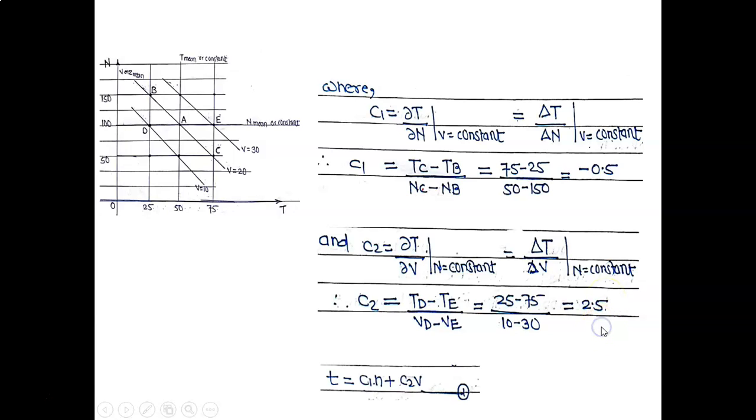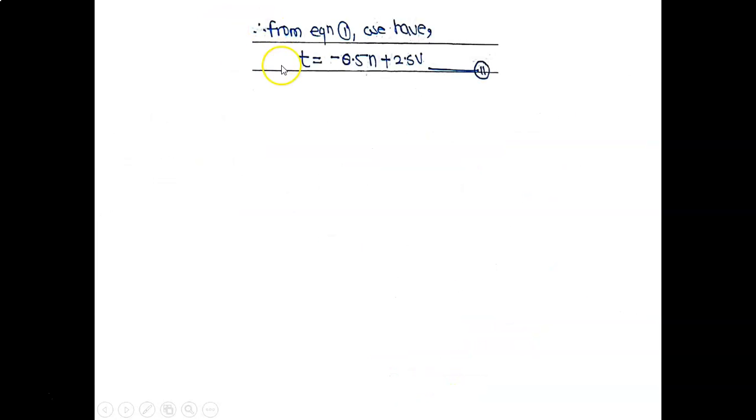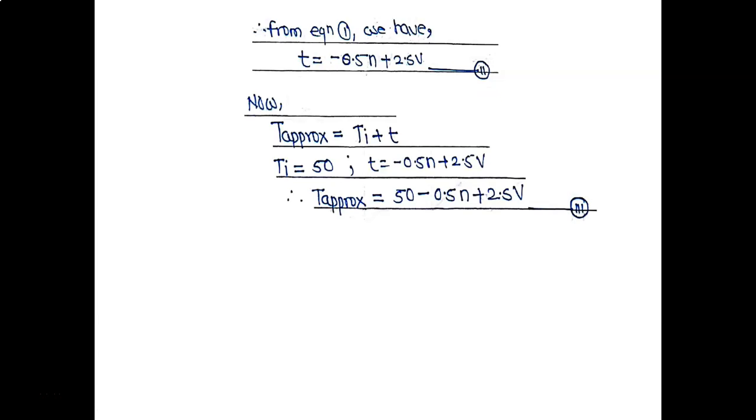Therefore our equation 1 is there, T is equal to C1n plus C2v. This is equation 1. Therefore we have to substitute value of C1 here and value of C2 here. Therefore what is our equation 1? This is our equation 1. Therefore from equation 1 we have small t is equal to minus 0.5n plus 2.5v. This is equation 2.